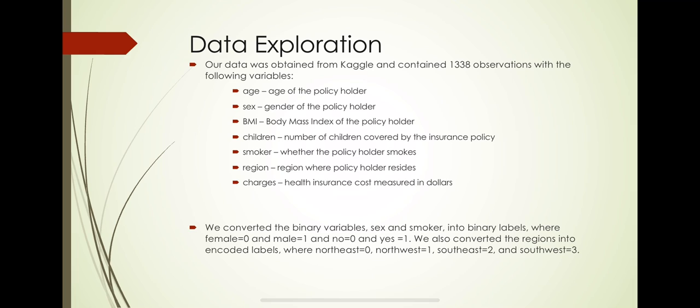We converted the binary variables, sex and smoker, into binary labels, where sex equals 0 indicates female, and sex equals 1 indicates male, and smoker equals 0 indicates the policyholder does not smoke, and smoker equals 1 indicates that they do. We also converted the categorical variable region into encoded labels where region equals 0, 1, 2, and 3 for Northeast, Northwest, Southeast, and Southwest, respectively.